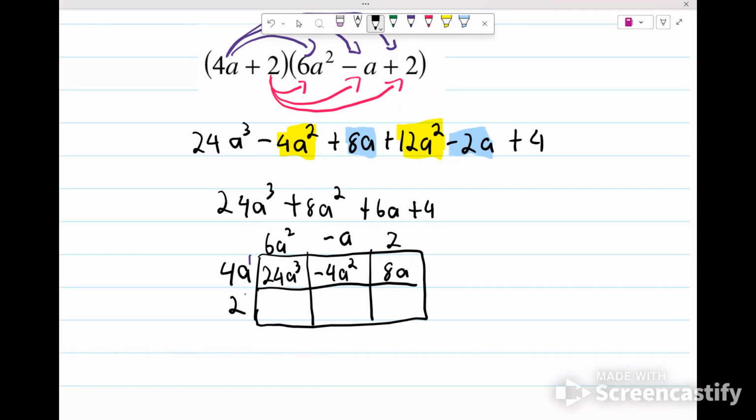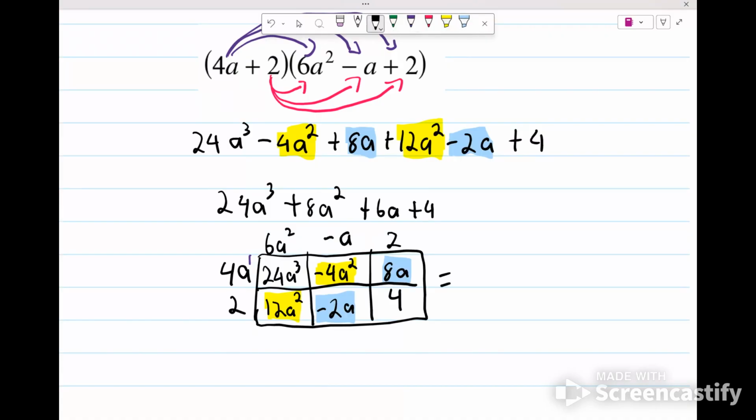Same thing with 2, so 2 times 6a squared will give us 12a squared. 2 times negative a will give us negative 2a. And 2 times 2 will give us 4. So we could add them, and we can do so from the beginning right here. This has negative 4a squared. This has 12a squared. Whereas this has 8a. And this has negative 2a.